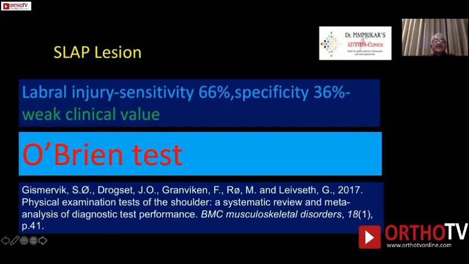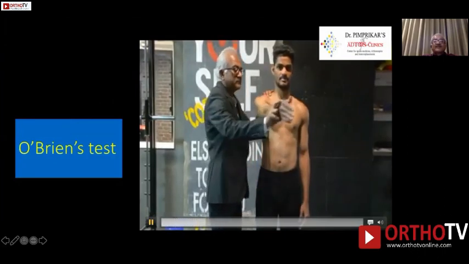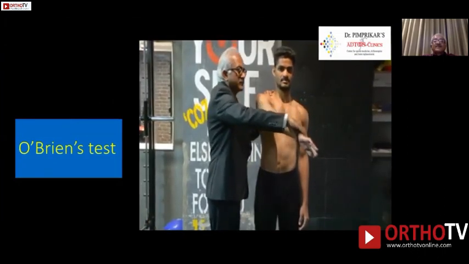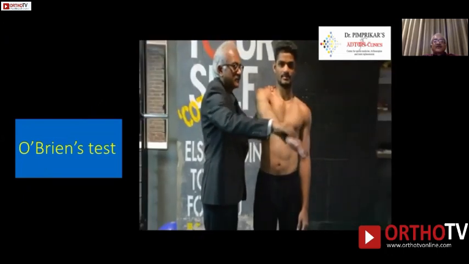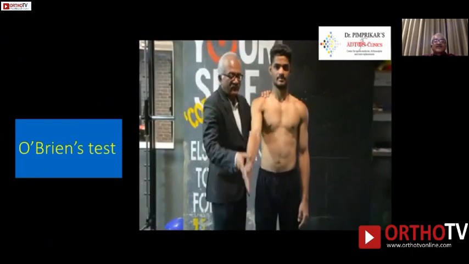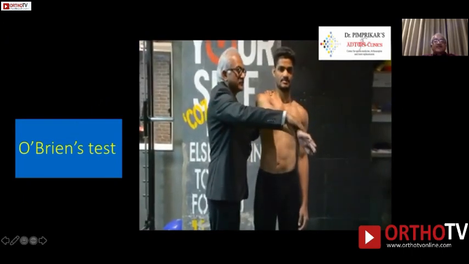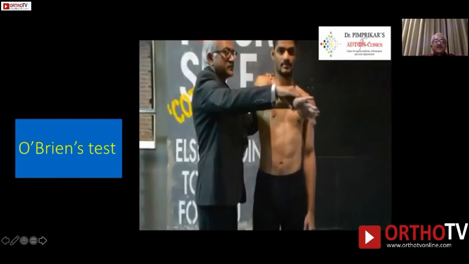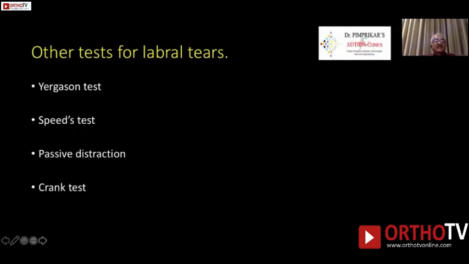The O'Brien test is done in a standing position where the arm is forward flexed to 90 degrees, adducted 10 degrees and internally rotated, and the patient is asked to push against resistance. Here the pain or click felt in the shoulder suggests a positive clinical sign, and that would probably suggest that the patient has got a SLAP tear. Other tests for labral tears are the Yergason test, Speed's test, passive distraction test, and crank test.